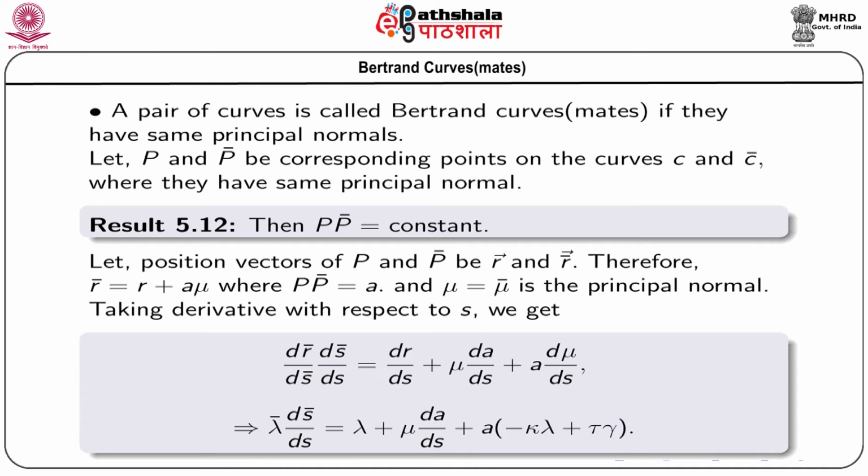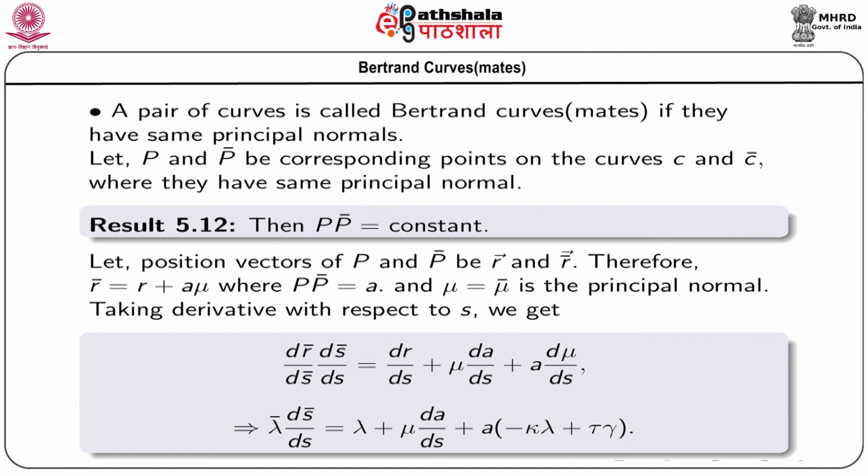So, a pair of curves is called Bertrand curves or Bertrand mates if they have the same principal normals. That means their principal normals are the same at the corresponding points. So, let P and P bar be corresponding points on the curves C and C bar, where they have the same principal normal. Then we can prove that the length of P P bar is equal to a constant.